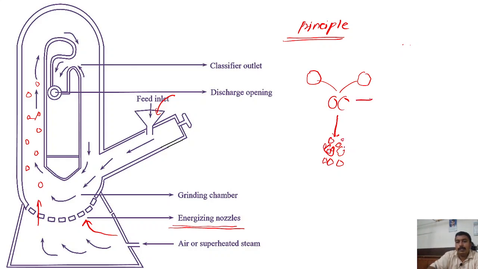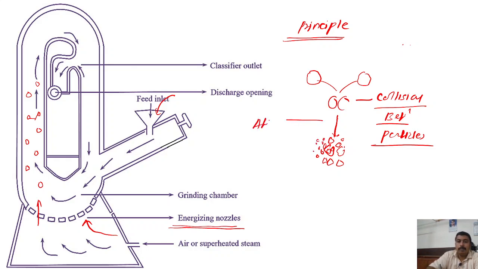How fine powder particles are obtained? That is collision between particles. As the particles are moving with high velocity, the powder particles may collide with each other and result in a breakdown of the powder particles into fine powder particles. This is known as attrition of the powder particles. This is the first thing, attrition.